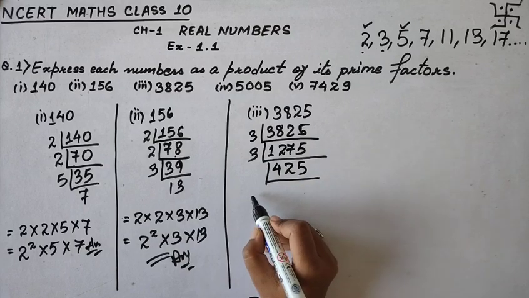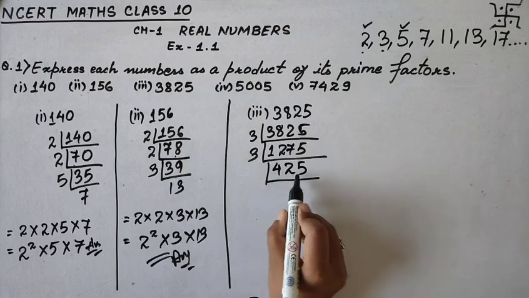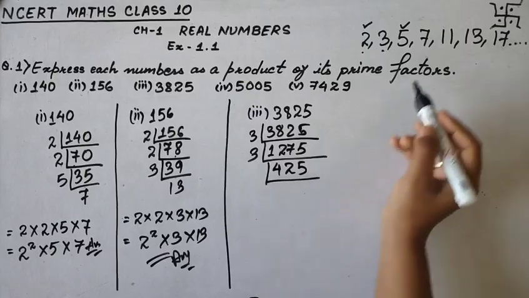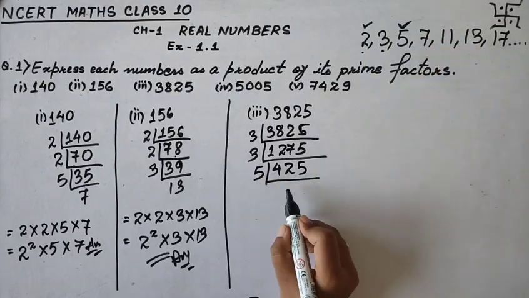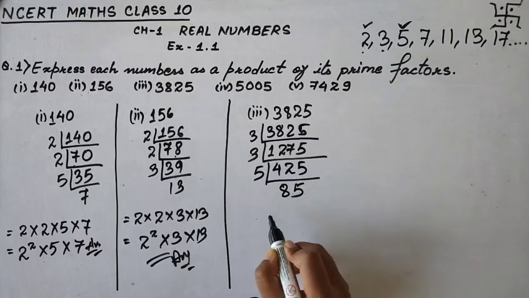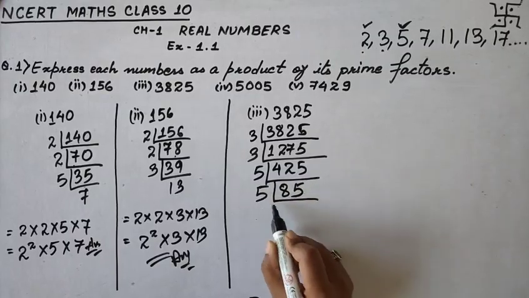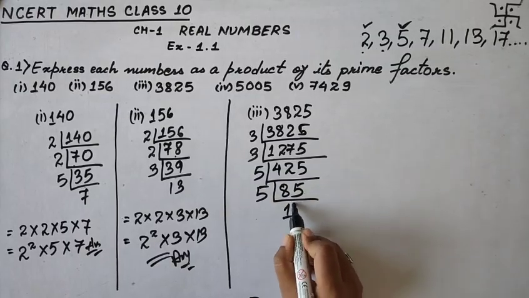Is it again divisible by 3 or not? No, this is not divisible by 3. So we will move to the next prime number, that is 5. When we divide it by 5, it will give us 85. And again by 5, it will give us 17.